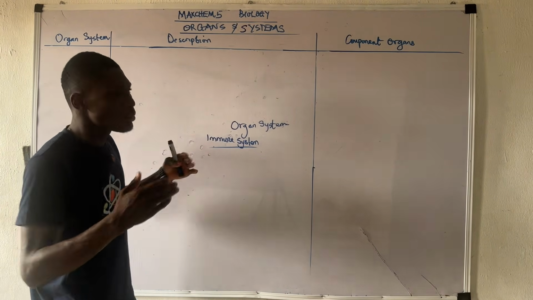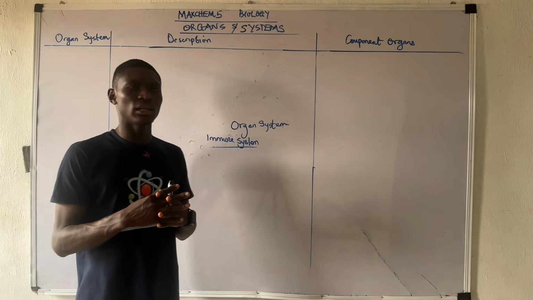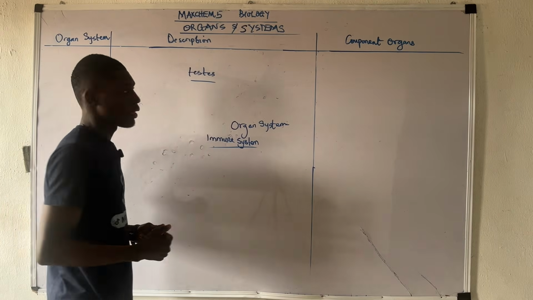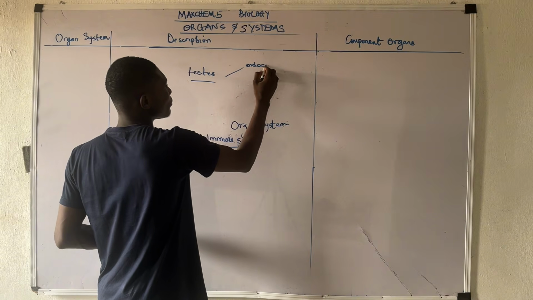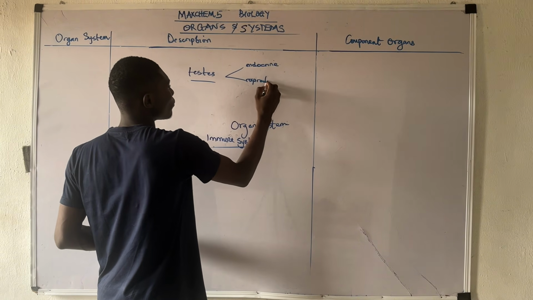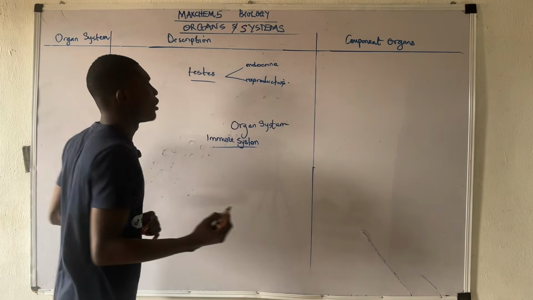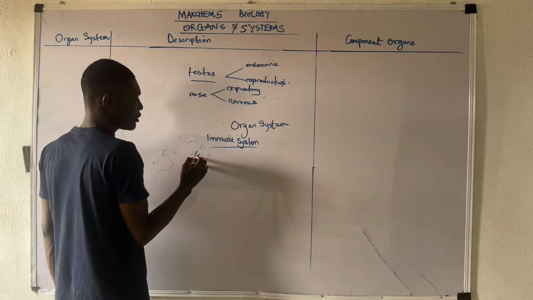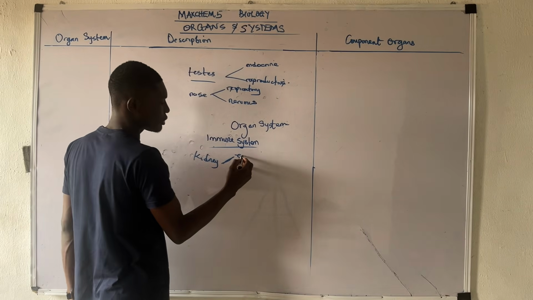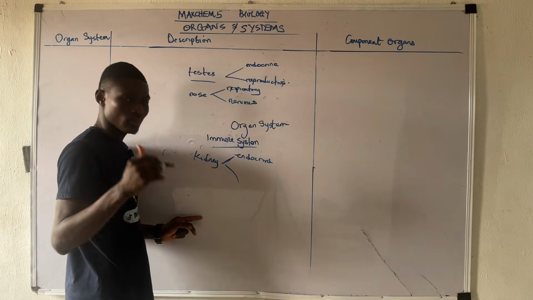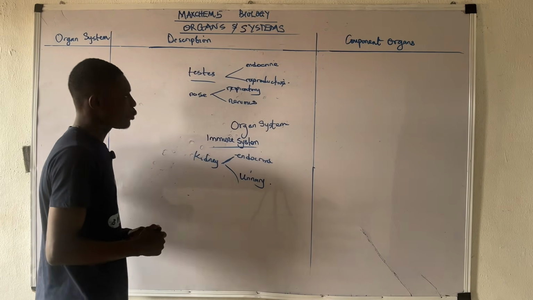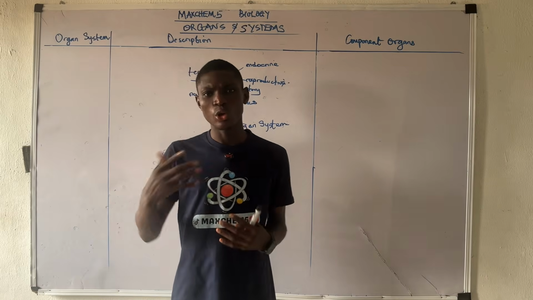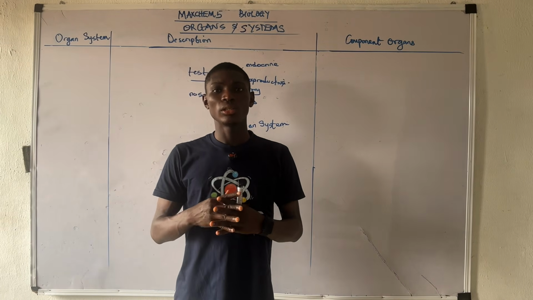So there are some organs in the body. Remember, organs make up a system. There are some organs in the body that are involved in one or more systems. For example, the testis is an organ. It is involved in the endocrine system and also the reproductive system. Can you see that one organ is involved in two systems? Also, the nose. The nose is involved in the respiratory system and also the nervous system. The kidneys are involved in the endocrine system and also in the urinary system, and so on. So that is to tell you that one organ can work in one system and also involve itself in another system. Its function is just to ensure that biological activities in the body are efficiently carried out.